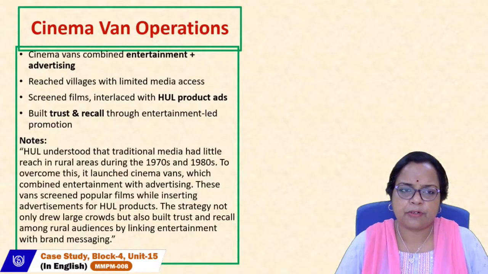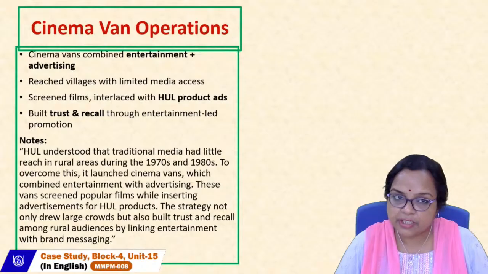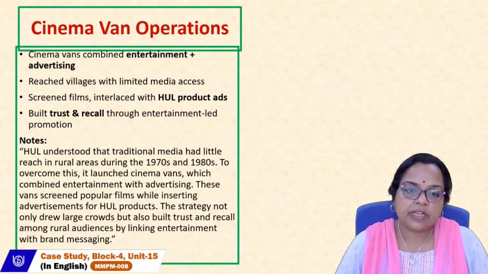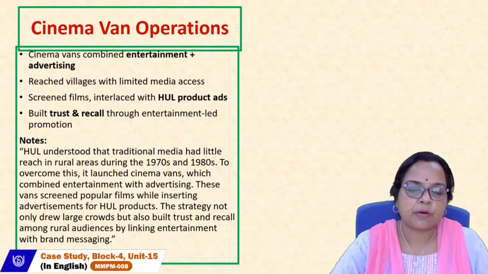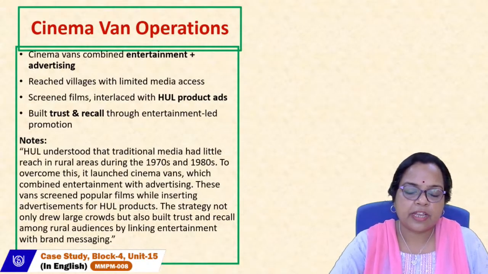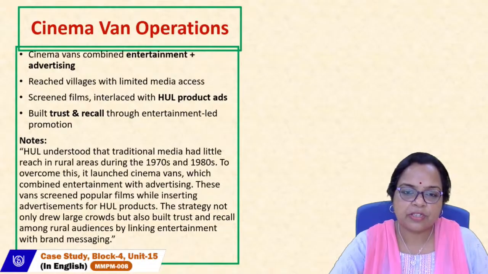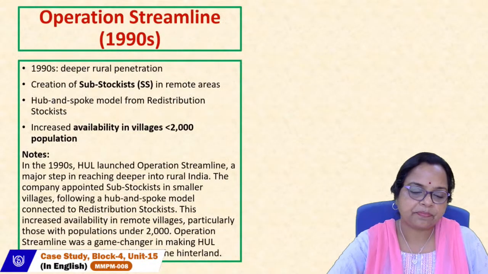So it was also a revolution at that time, introducing advertisements in cinemas and films, because cinema vans combined both entertainment and advertising for HUL. It reached villages with limited media access, screened films, and interlaced them with HUL product advertisements. It built trust and recall through entertainment-led promotions. So this was again a strategy of HUL to reach the rural market.